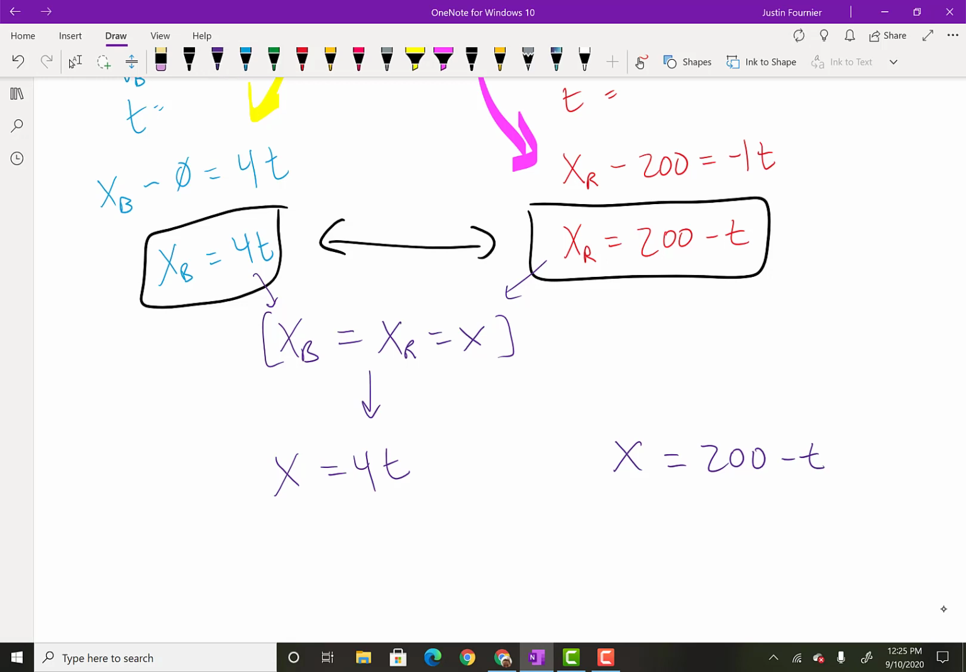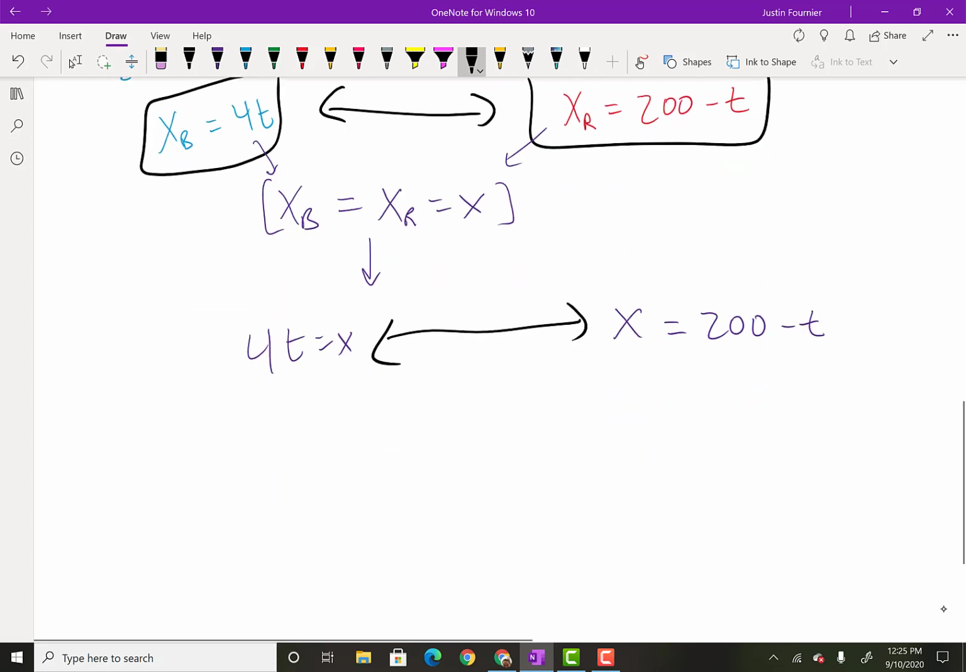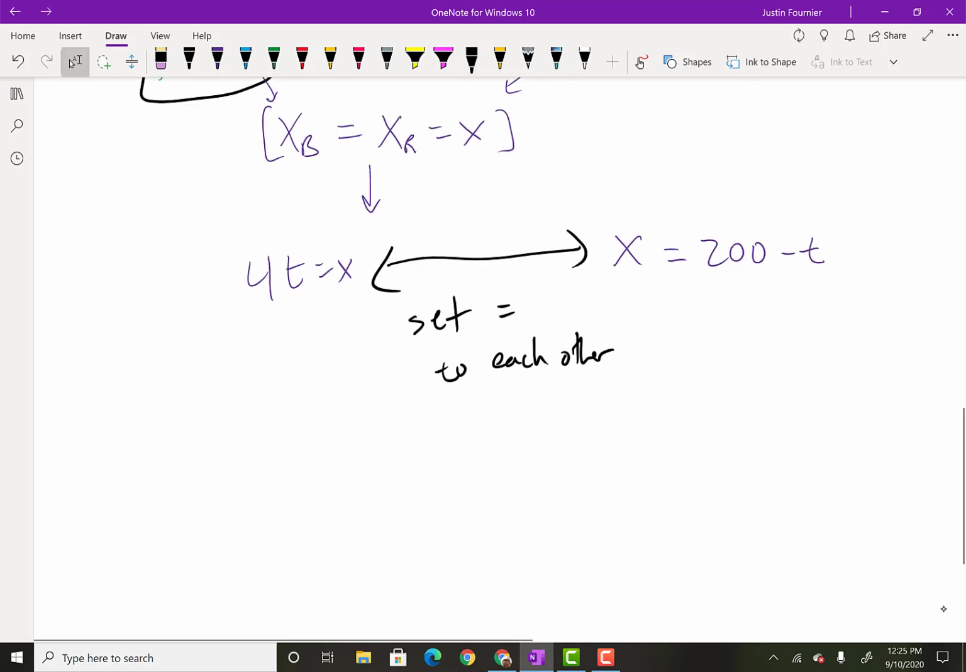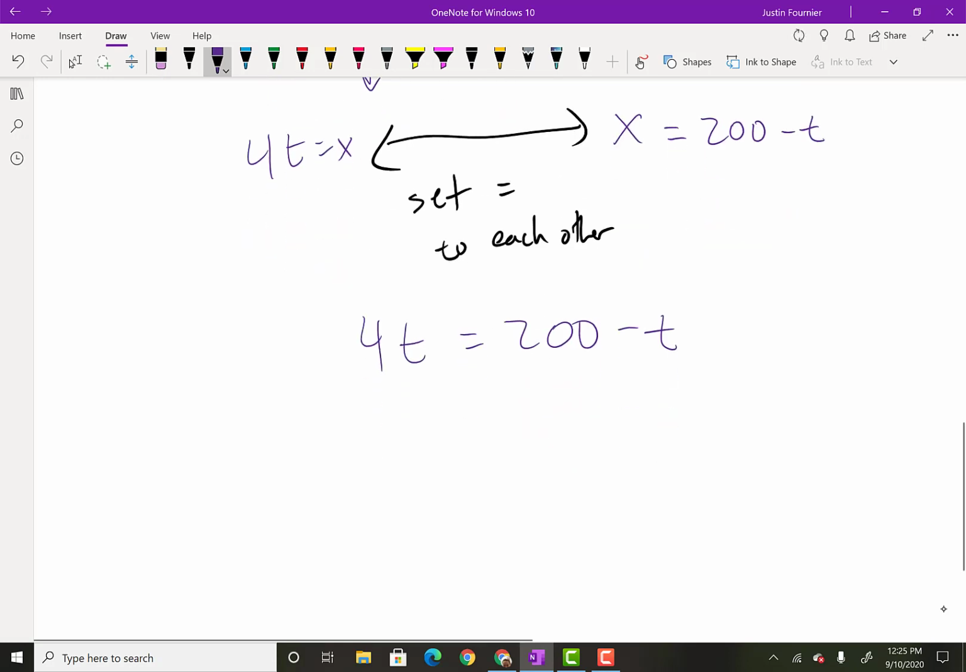And here, let's rearrange this. So it's going to be 4t equals x. And now, if both of these are equal to x, I can set these equations equal to each other. And so I'm going to get 4t equals 200 minus t. And now I'm going to solve for the time. So I'm going to add t to both sides. It's going to be 5t equals 200. And then you get t equals 200 divided by 5.